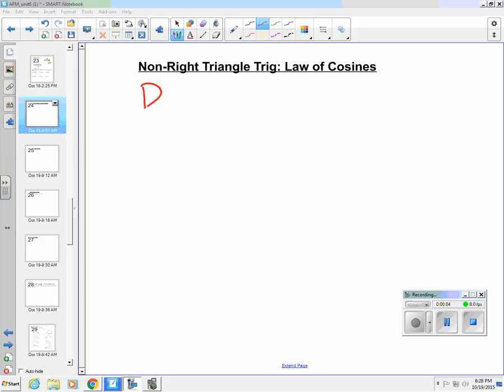This is day 3 for Unit 6. Still working with trig today. We're moving on from right triangle trig to non-right triangle trig. That's another way of saying a non-right triangle is an oblique triangle.